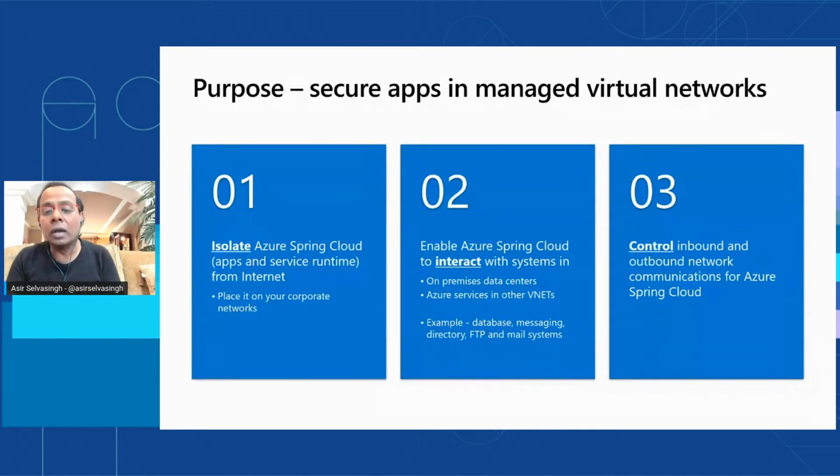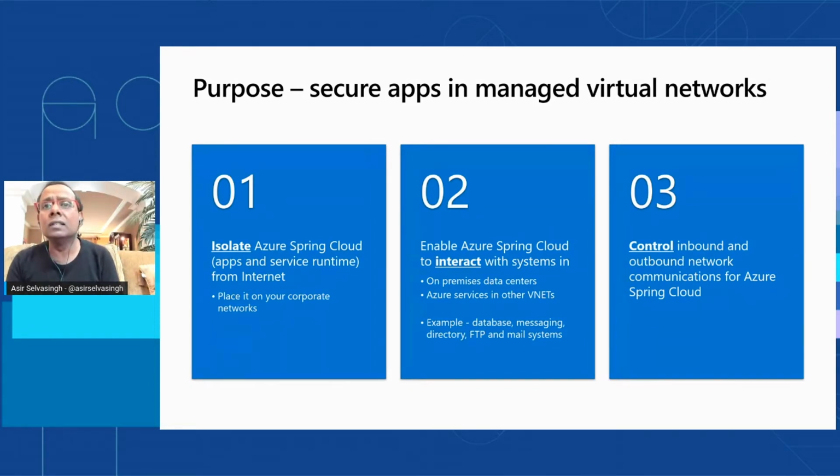The second one is you can enable apps on Azure Spring Cloud to interact with systems in your on-premise data center. These systems can be database, messaging, FTP, directories, mail systems, and so on. And these services can also be in other Azure virtual networks as well, right?